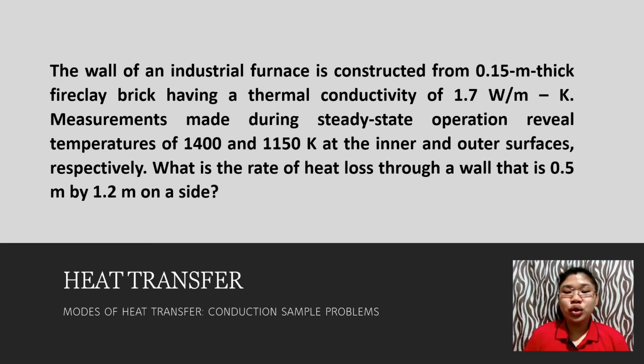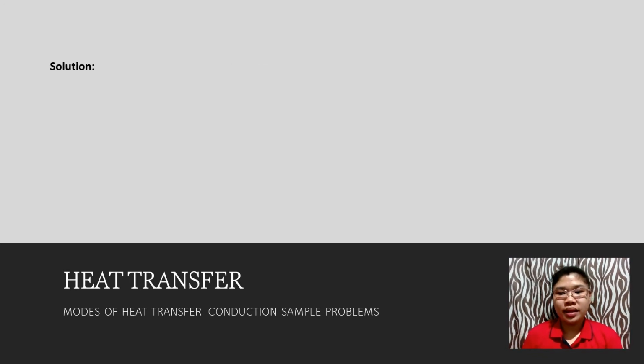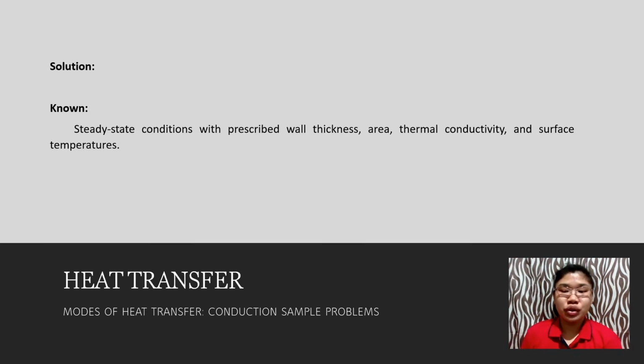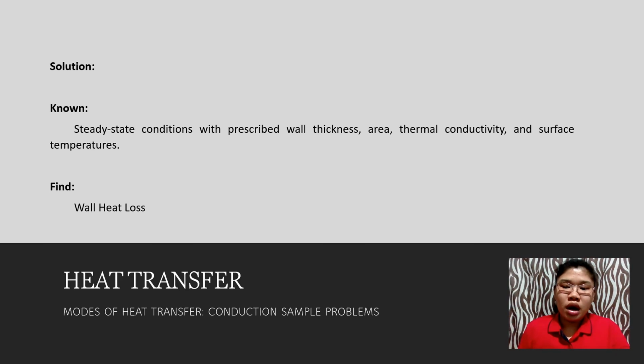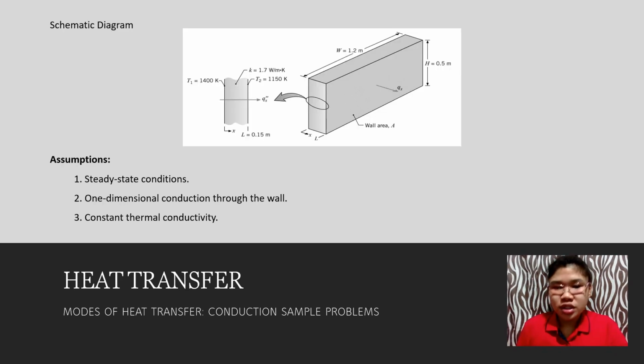So, I will be showing you a systematic solution of this problem. I follow this format in the book of Mr. Frank P. Incropera, I think the title is Mass and Heat Transfer. So, the entire solution goes like this. Known first: steady state condition with prescribed wall thickness, area, thermal conductivity, and surface temperatures. And then find what is required. We need to find the wall heat loss.